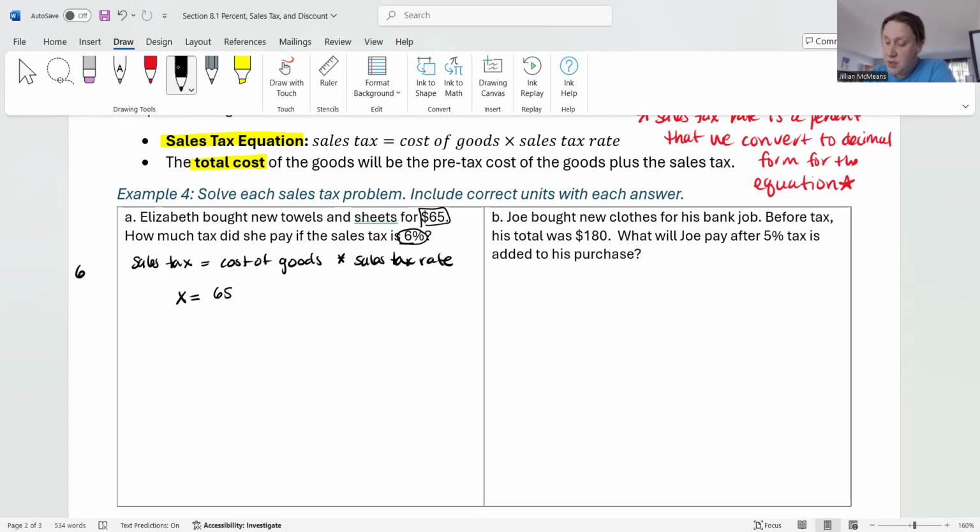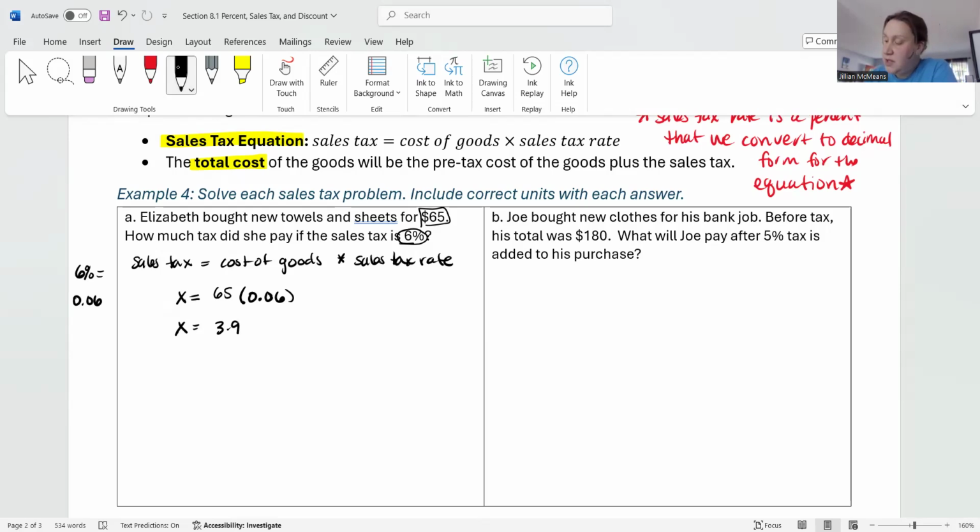Now, 6% is equal to, remember, move the decimal to the left twice and drop the percent symbol. So 6% is equal to 0.06. So we're going to multiply 65 by 0.06. All right. If you have a calculator, you can multiply that out pretty easily. So 65 times 0.06 is 3.9.